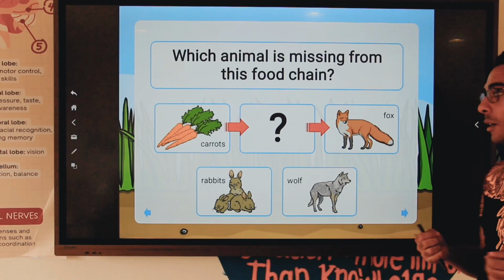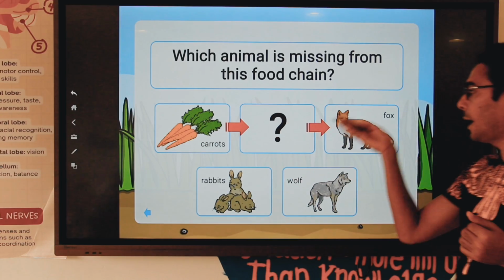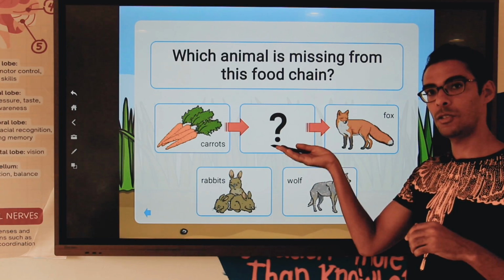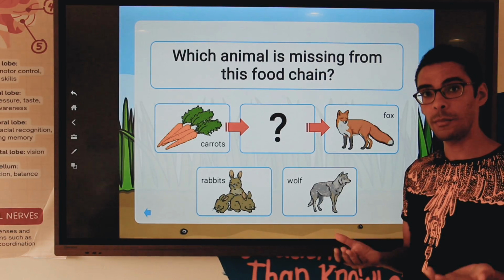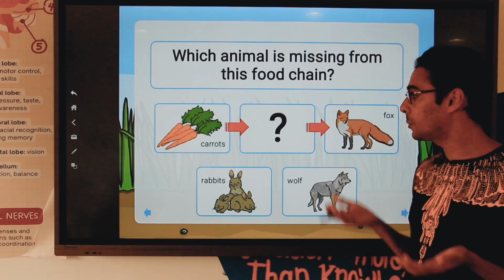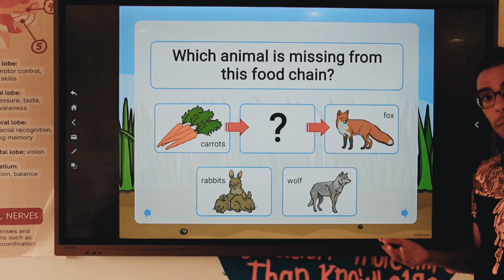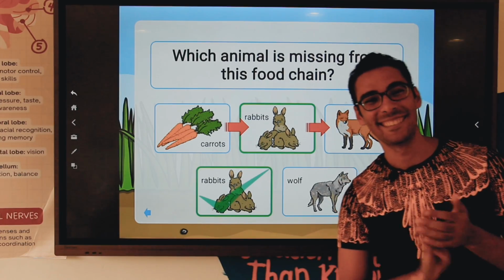The second idea which might come up in your mind here: I have a producer and I have the secondary consumer. So what's the missing primary consumer? I'm looking for not just a prey, I'm looking for a primary consumer. A primary consumer means grass eater. So which one of them is a grass eater? I guess your answer is correct. If it's the rabbit, give yourself a big hand.